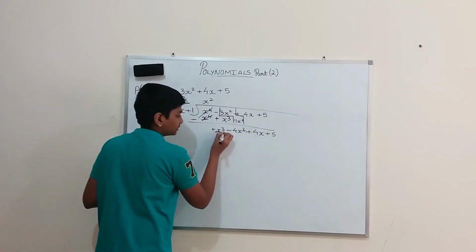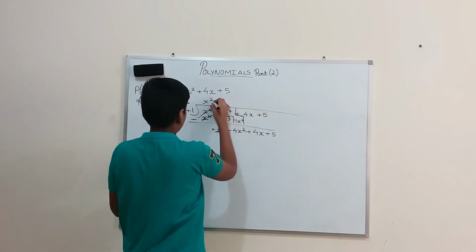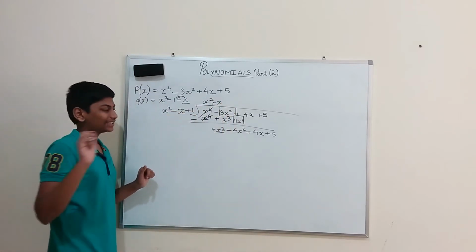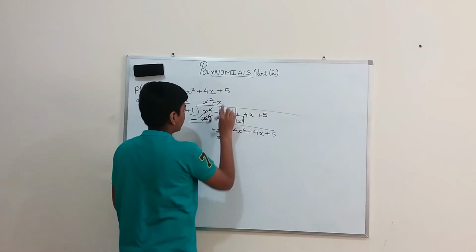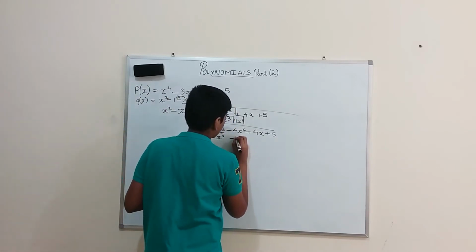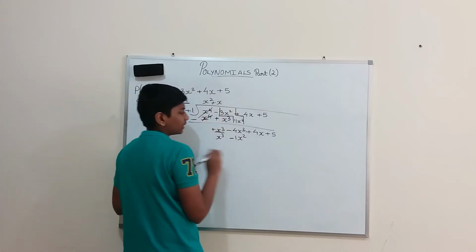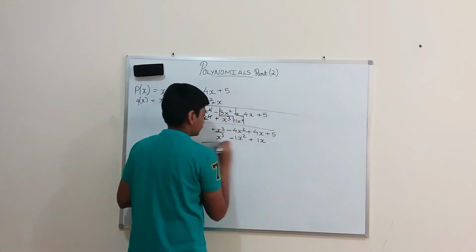So what we need to do now? We need to divide this thing. So x cube, it should be plus x, right? X into x square gives you x cube. So you will get it as x cube. Then x into minus x gives you minus 1x square. Then x into plus 1 gives you 1x. And then we'll divide it.